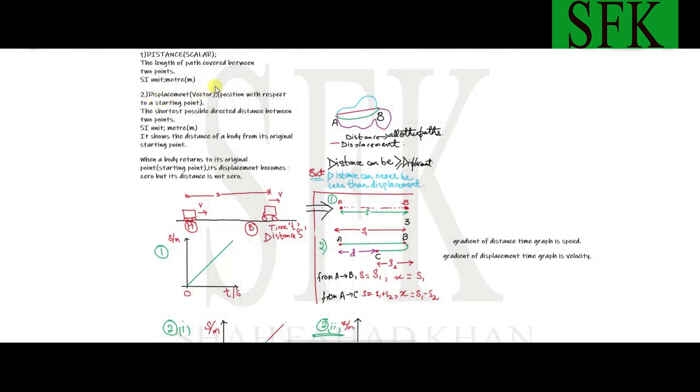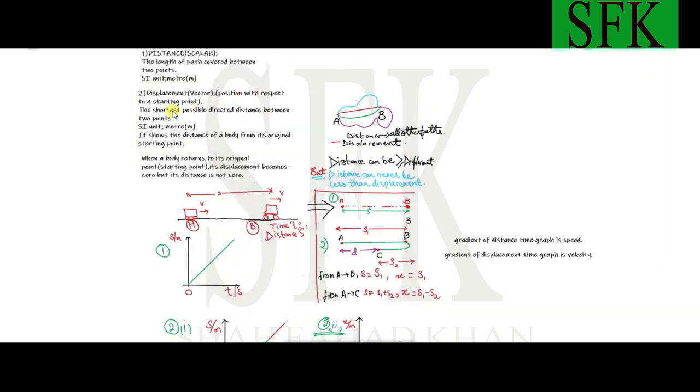Whereas displacement, on the other hand, is a vector. As you guys know, it has a position with respect to a starting point. It represents the position of the particle with respect to the starting point. It basically is a direction. It is the shortest possible directed distance between any 2 points.